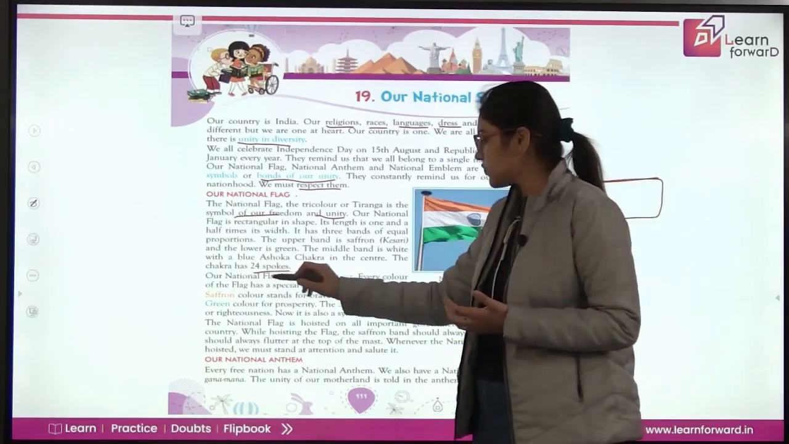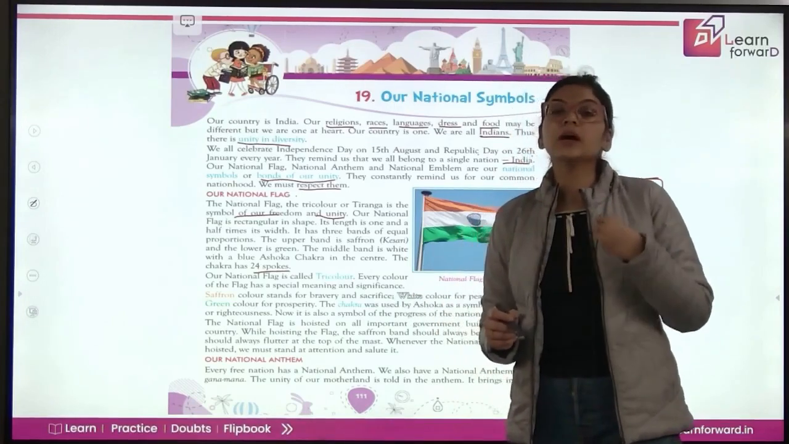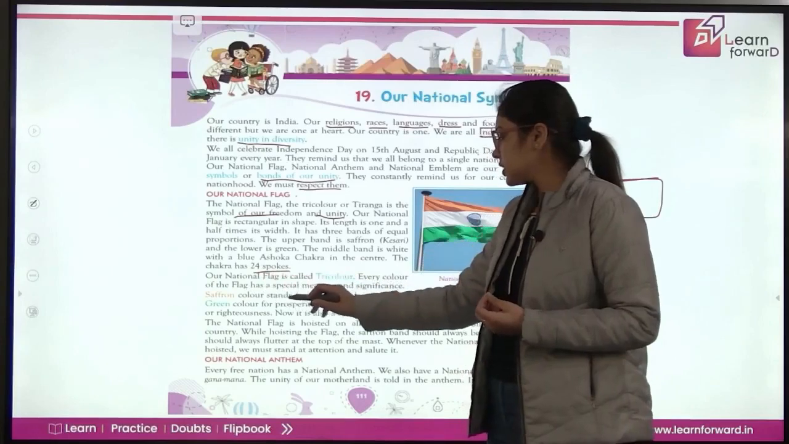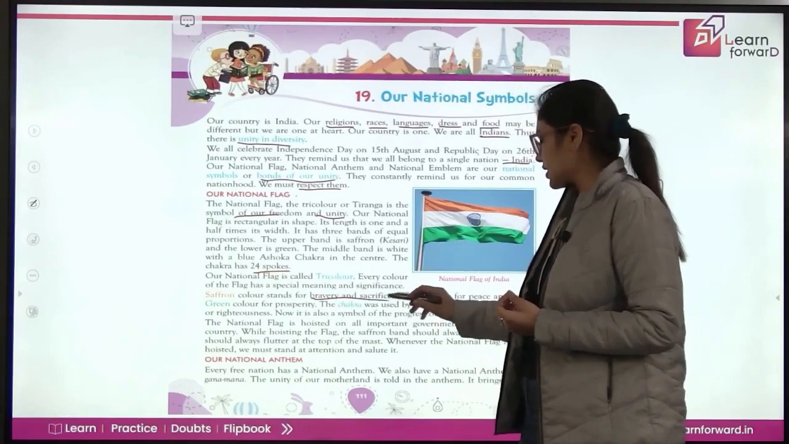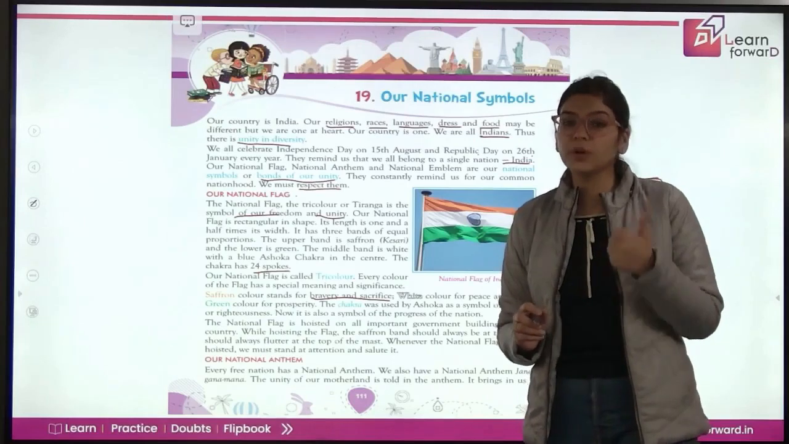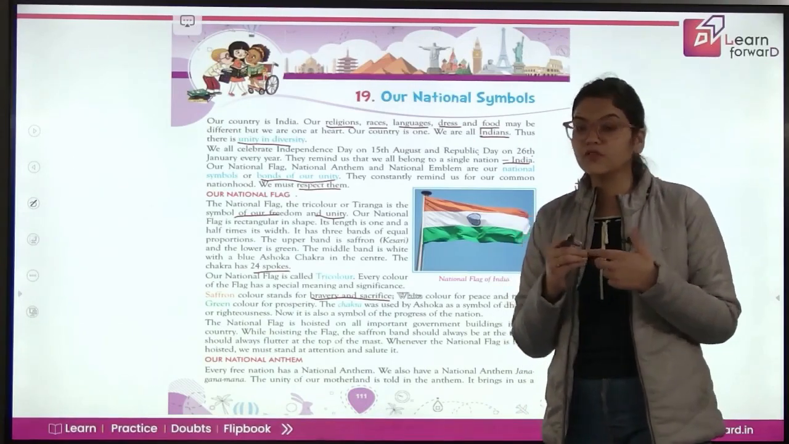Every color on the flag has special meaning and significance. हर color का flag पे अपना एक meaning है, अपनी एक importance है. Saffron color stands for bravery and sacrifices. So what does saffron color stand for? It stands for bravery and sacrifices which Indians have made to get the freedom.